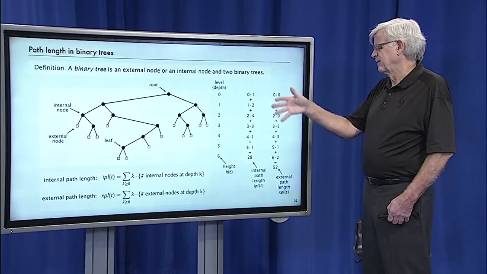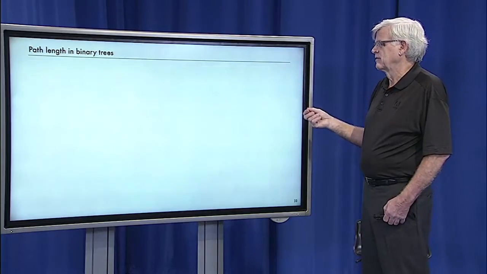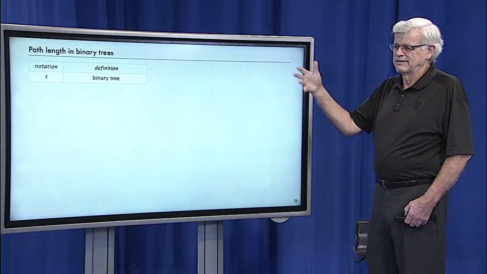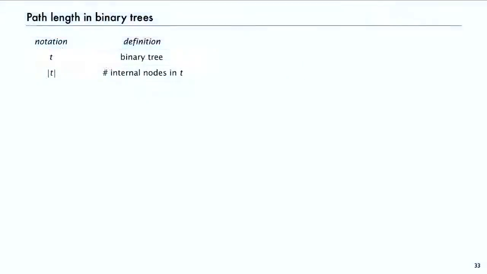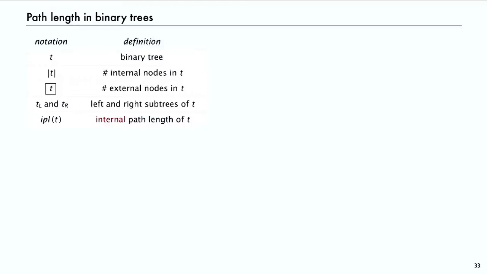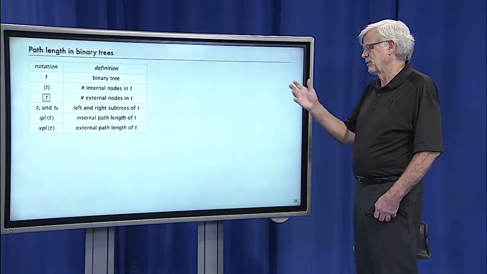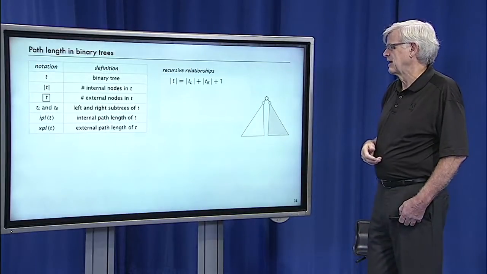There are relationships among these that are easy to prove. It's all recursive, and there's a lot of notation to be able to talk about these things. So let's look at some simple relationships among them. We're talking about binary trees, and we have the size function, and just a different size function for external nodes. Its left and right subtrees we will indicate with TL and TR. IPL stands for the internal path length. XPL stands for the external path length. So that's all the notation. Again, these are simple quantities to define, as I did on the previous slide.